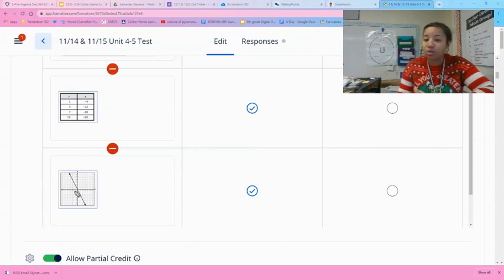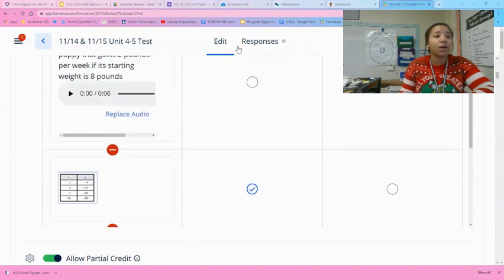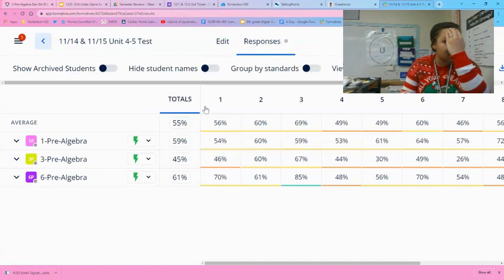This is also going to be proportional because it goes through the origin. So because it goes through the origin, this graph is also going to be proportional. Okay? This one's not going to be proportional because it has a y-intercept of -25. And because of this y-intercept, this is going to be non-proportional. Okay?